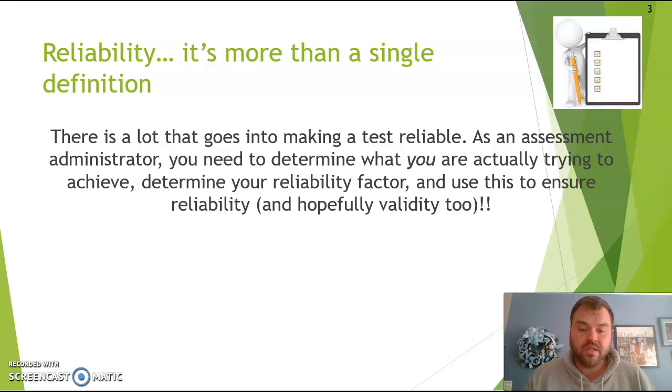So overall, reliability is more than a single definition, which is very important to know. There's a lot that goes into making a test reliable. As an assessment administrator, you need to determine what you are actually trying to achieve, determine your reliability factor, and use this to ensure reliability and hopefully validity too along the way.